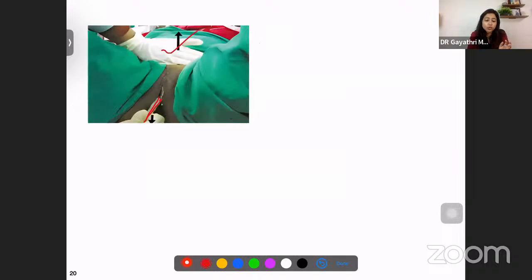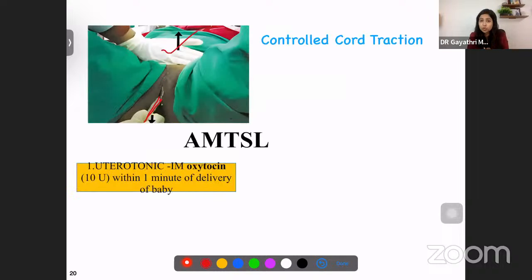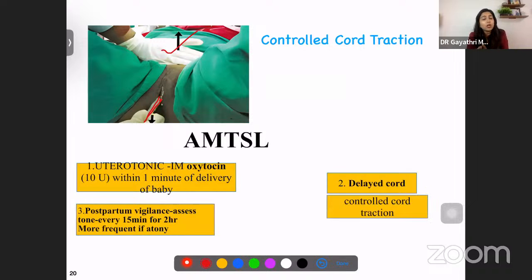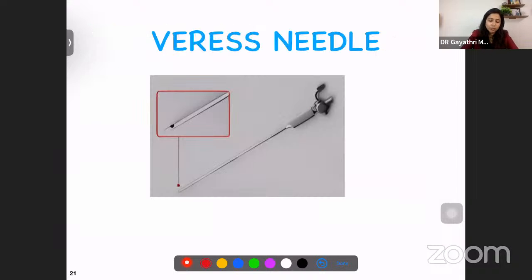So the uterine massage is not routine as of now. The first and the most important step is uterotonics, where we will give oxytocin. Next is delayed cord clamping and controlled cord traction. Finally, it is just postpartum vigilance, where you assess the tone of the uterus. These are the steps of active management of third stage of labor.